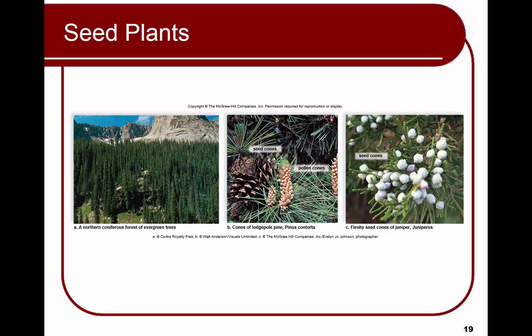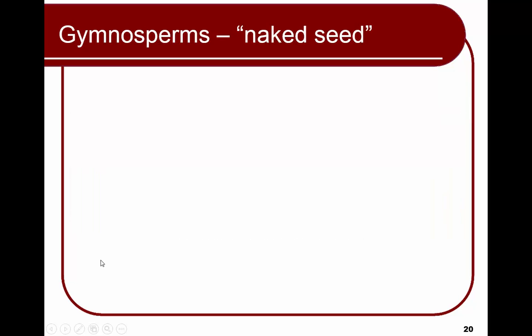And here you can see examples of seed plants. You've got the coniferous forest with the conifers. You've got the lodgepole pine here, and then you've got a juniper. And you see they have seed cones and pollen cones that we're looking at.